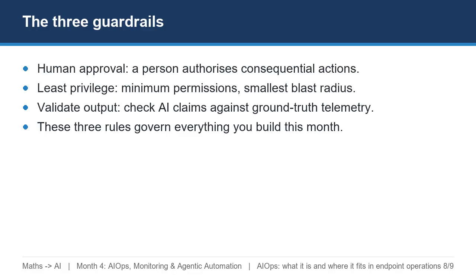Everything in this module enforces 3 guardrails. First, human approval: a person authorizes any consequential action. Second, least privilege: automation runs with the minimum permissions and the smallest possible blast radius. Third, validate AI output: never act on a model's claim without checking it against ground truth telemetry first. Treat AI output as a hypothesis, not a fact. Hold on to these 3, they return in every lesson.